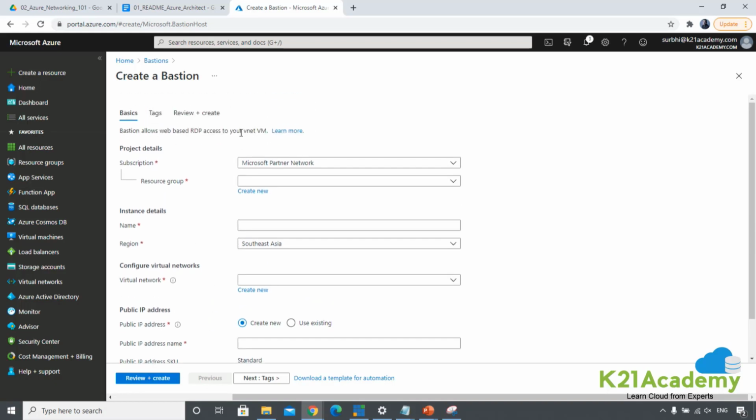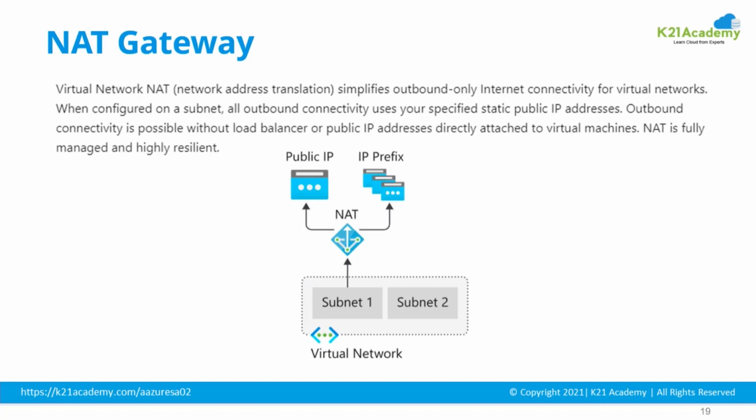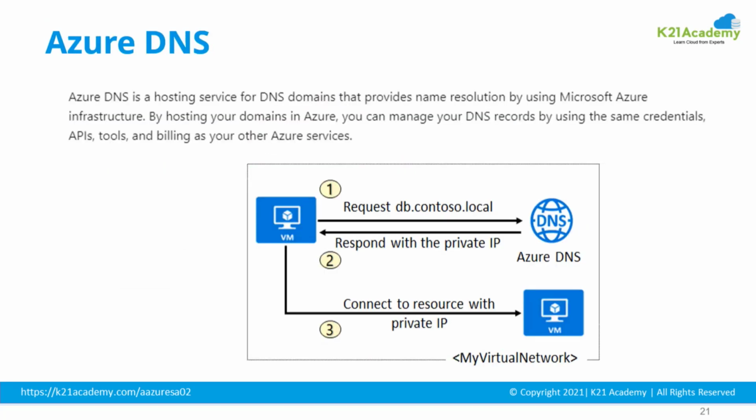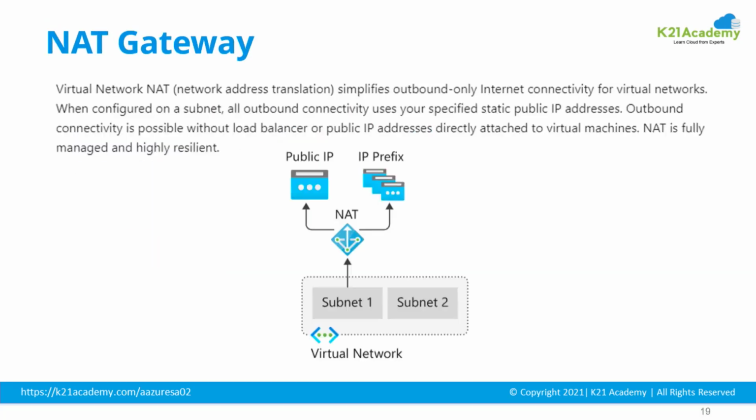So that's Bastion host. In this lesson, we're going to look at NAT Gateway, and we'll also look at Azure DNS. So first, what is NAT Gateway? NAT stands for Network Address Translation. It basically hides the identity or IP address of the server which it presents to its client.